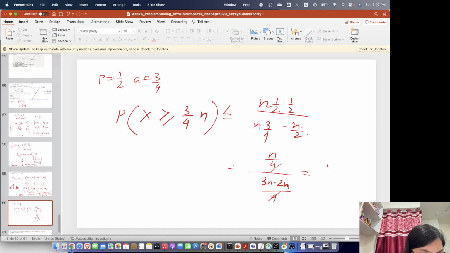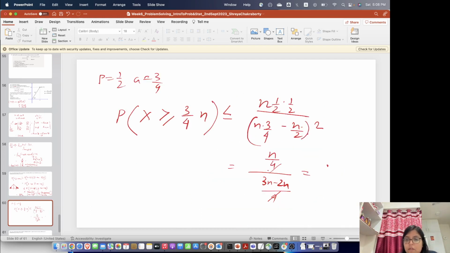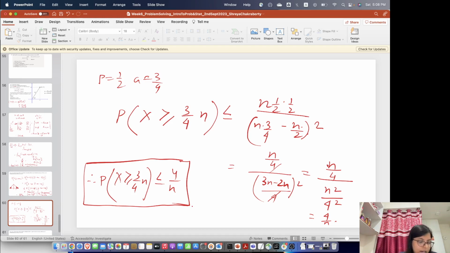npq, by Chebyshev's it will be by the square. So then this is square, this is square, so we'll have n by 4 by n square by 4 square, which will be 4 by n. So the probability that X is greater than or equal to 3 by 4 n is less than or equal to 4 by n. Alright.